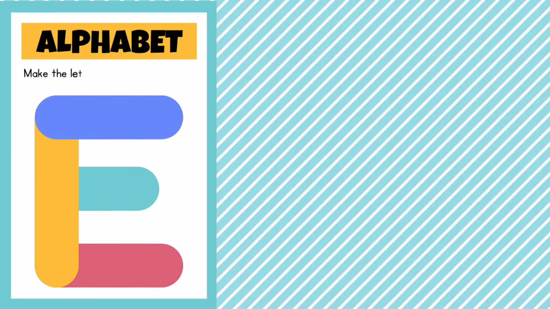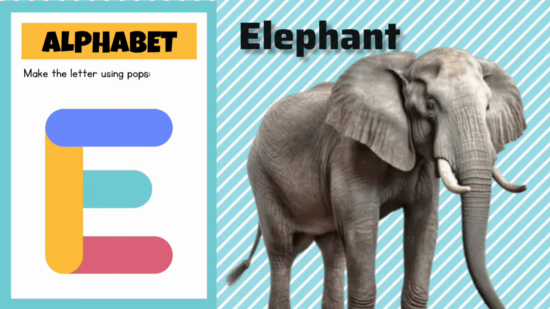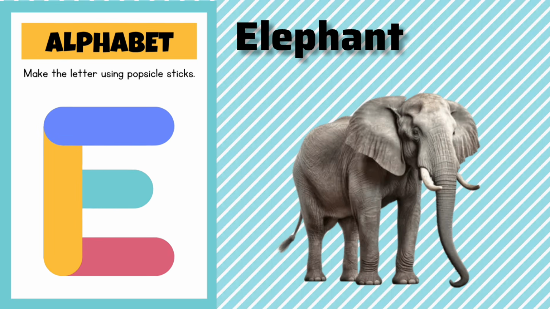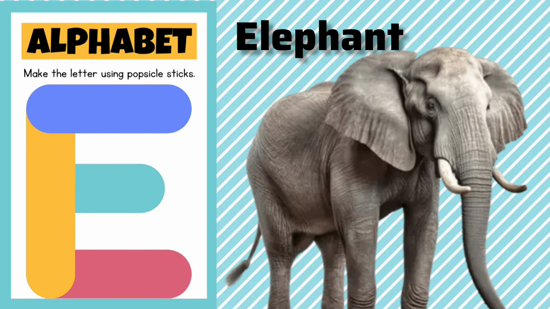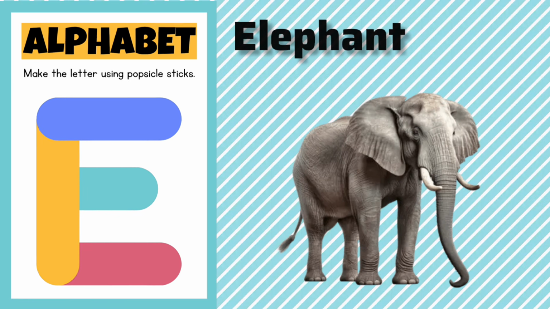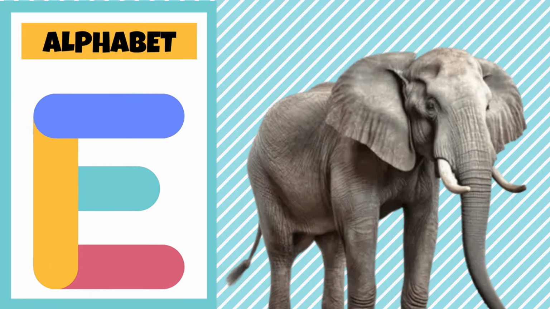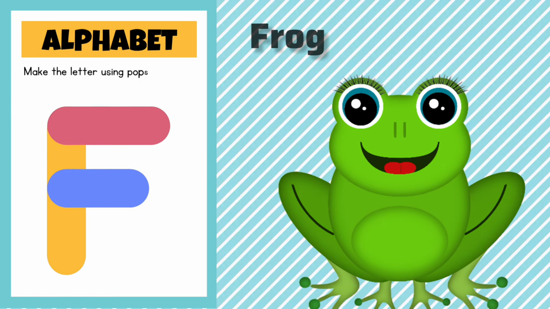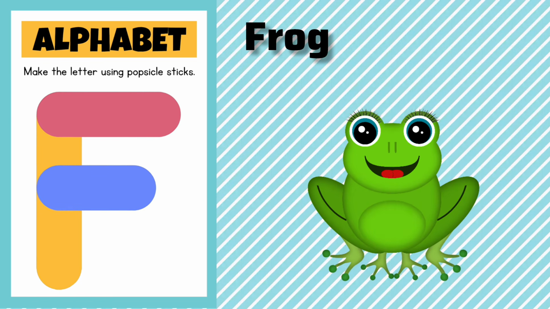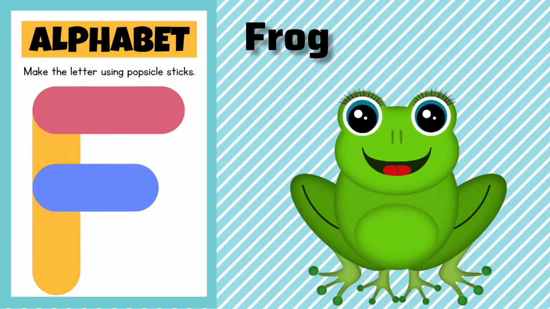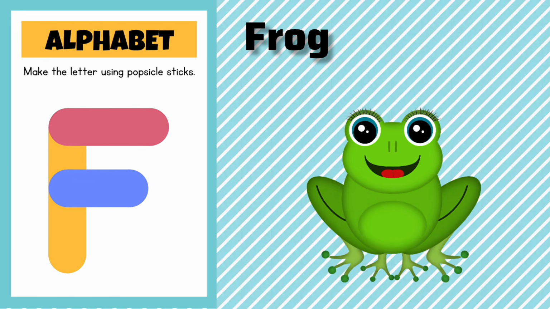Kids, this is the letter E. E is for elephant. Elephant. This is the letter F. F is for frog. Frog.